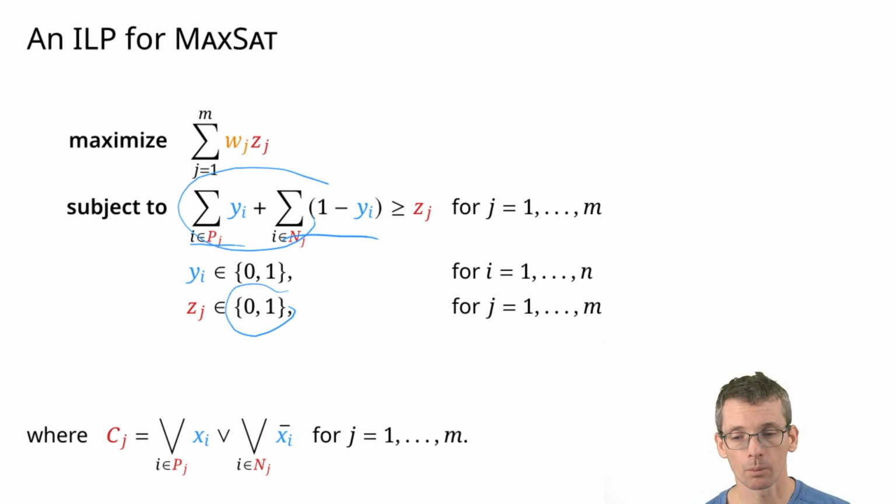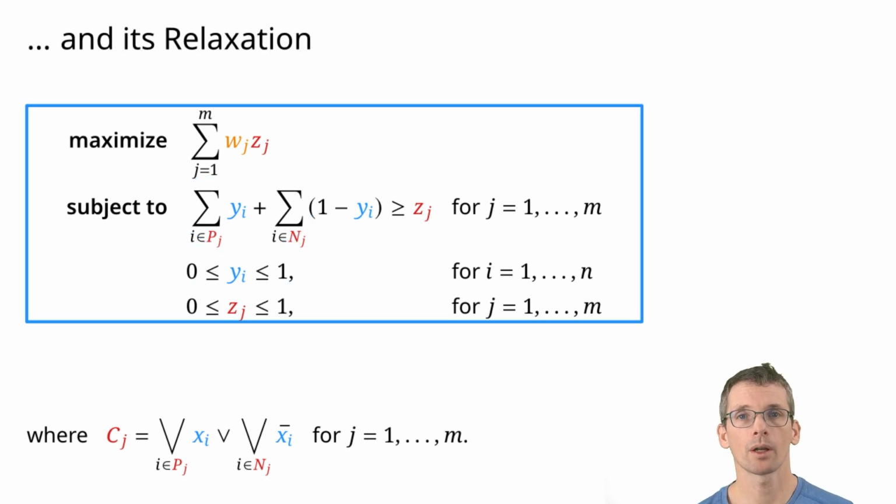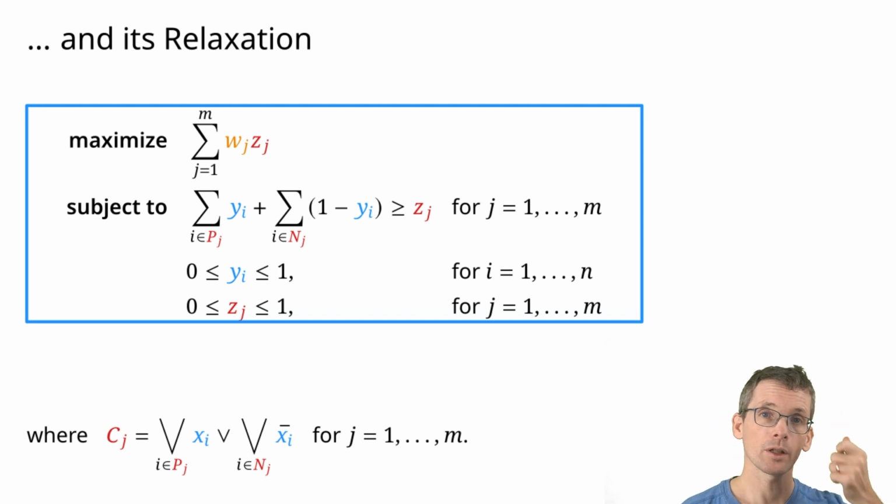And now I'm going to relax this integer linear program to get a linear program. So this is the LP relaxation for the integer linear program. And now we're going to use randomized rounding. So we started with an integer linear program, we relaxed it, now we have a linear program. We will solve that, get an optimal solution. And from that optimal solution, now I want to get back a solution for the integer linear program.